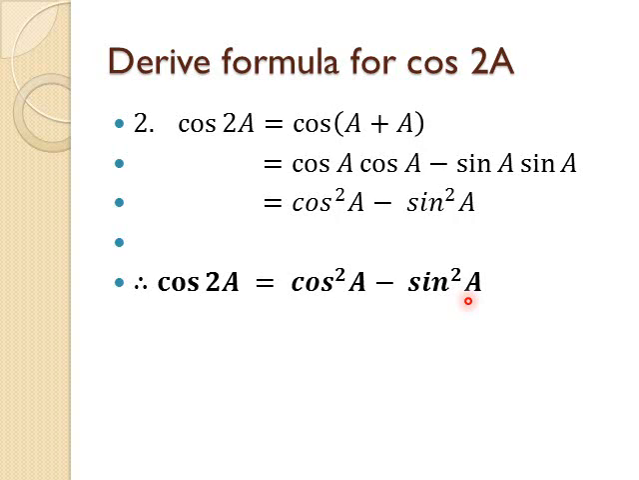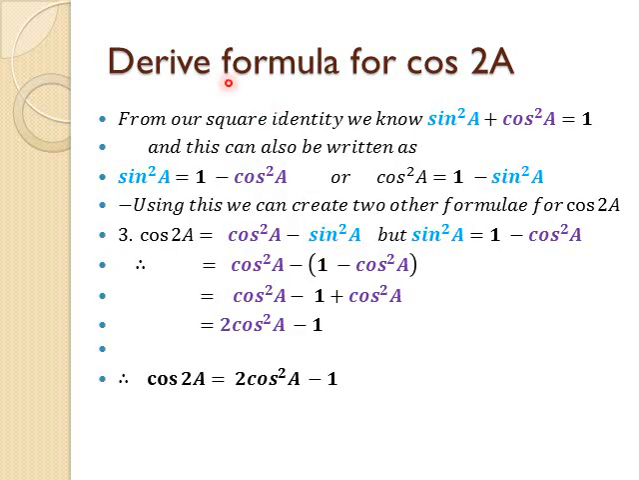So I hope you follow and understand so far what I've done. Alright, now deriving the other formulas for cos 2a. First and foremost, in grade 10, you were introduced to the square identity, so you should know sine squared a plus cos squared a equal 1. Right, now we can rewrite this. If I take cos squared a over, it becomes 1 minus cos squared a, so sine squared a equal 1 minus cos squared a. Or if I take sine squared over, that becomes cos squared a equal 1 minus sine squared a. So using this, we can create 2 other formulas, right?